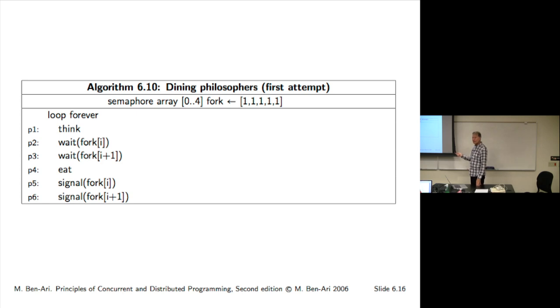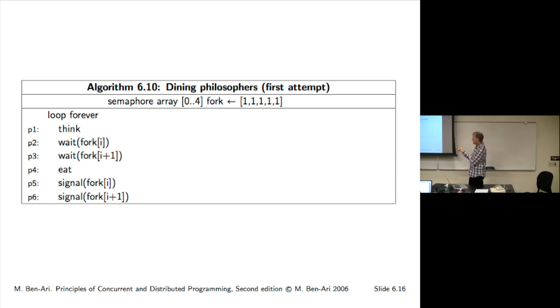Now, do you remember how we had first attempt, second attempt? Let's think about this first attempt, okay? And here's the code for the first attempt. This code is the same for every philosopher. So here's our first attempt.